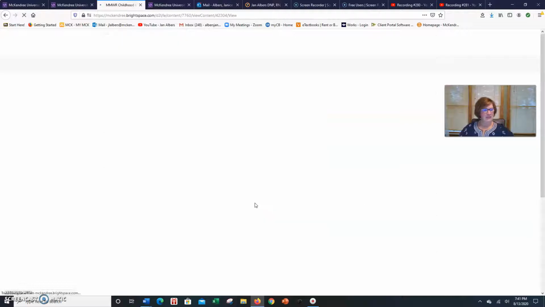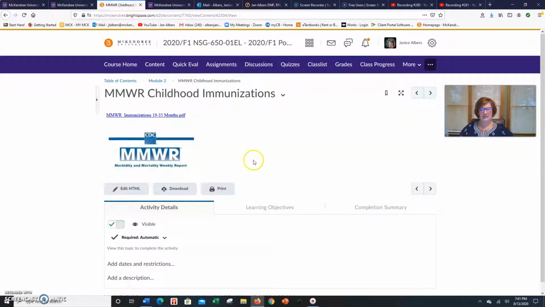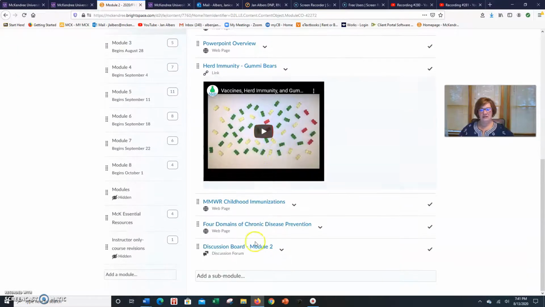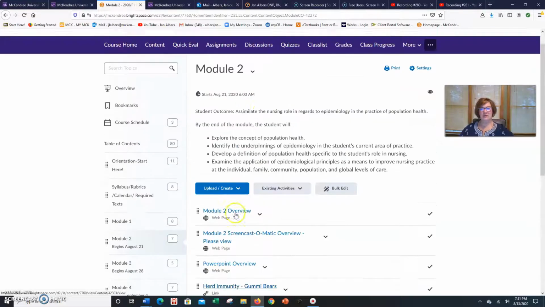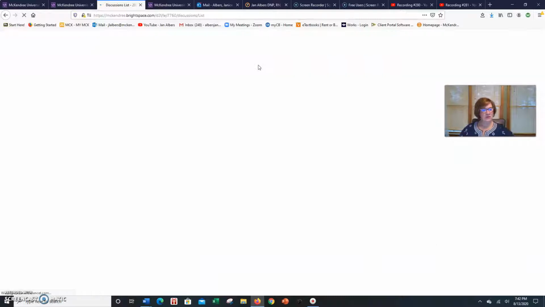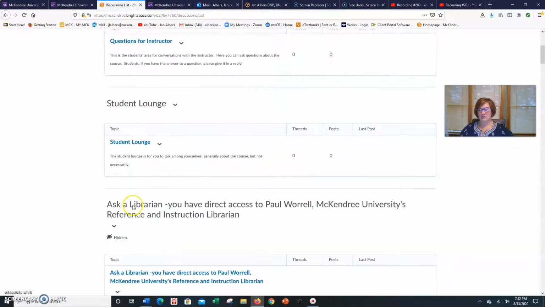We're examining immunizations as part of this area too, and it's part of the discussion board. And just know that we're looking at the 4 domains of chronic disease in the discussion board as well. And here is the link to your discussion board, and just always remember that you can access the discussion boards through this avenue as well.